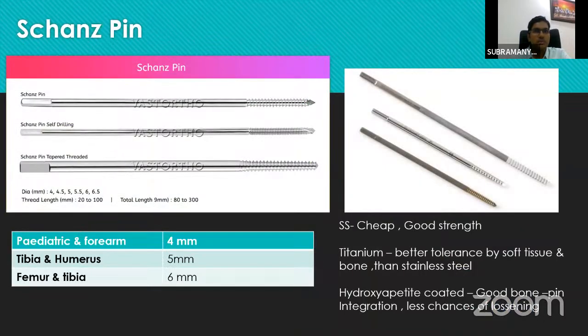So now coming on to the shank pin. There are 3 different common types. That is the normal shank pin, where the thread diameter is the same throughout. This is commonly used mostly in AO external fixators.